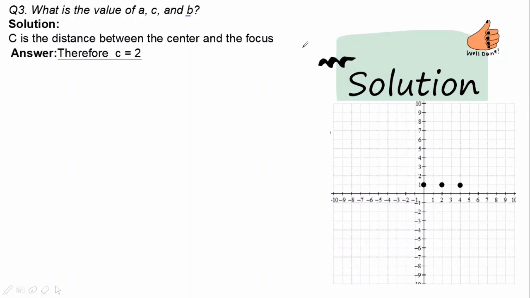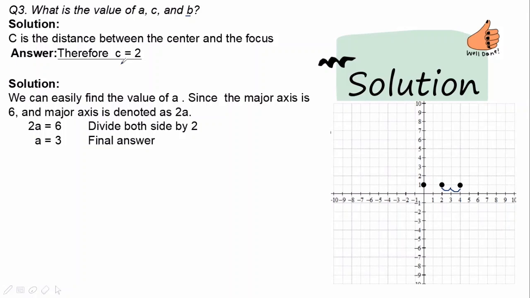Okay? So the value of C is again 2. Why? Because again, C is the distance from the center to the focus. So we have here focus 1 again and focus 2. So let's just count the units from the center to the focus. We have 1, 2. So we have 2 units. So therefore, our C is 2.